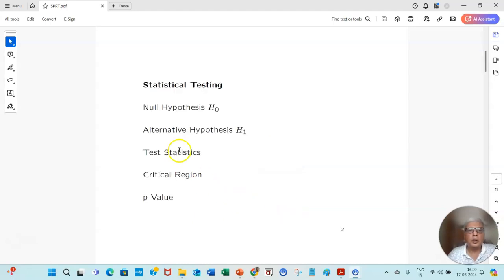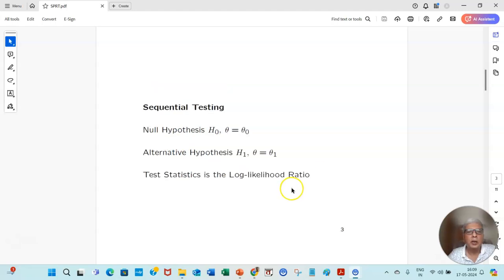So to start with, I have talked about statistical testing in an early episode. So we fix null hypothesis H0, alternative hypothesis H1. We fix the test statistics, then we calculate the critical region or find the p-value. If p-value is less than 0.05, we reject null hypothesis. Otherwise, we accept null hypothesis. So that's the general statistical testing.